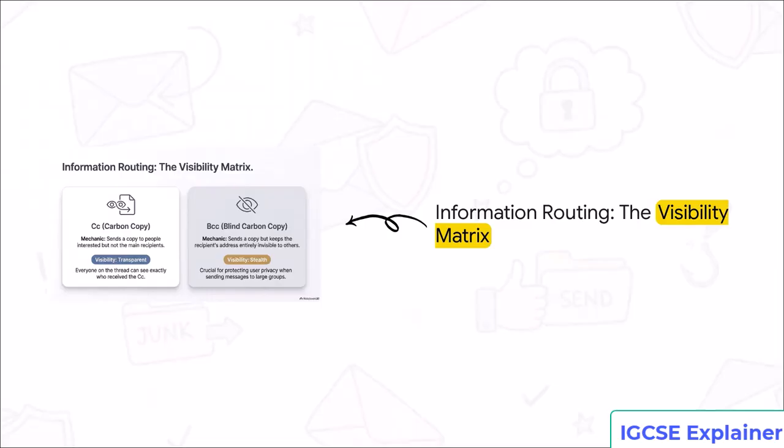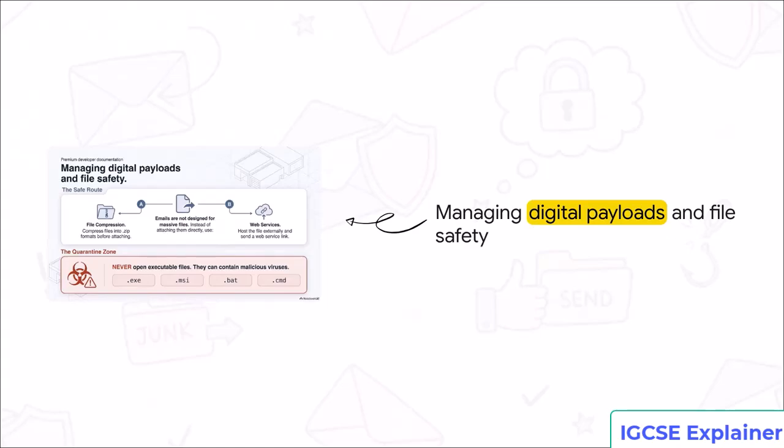Everyone on the thread can see exactly who got the message. But BCC, it operates in stealth mode. The recipient's address remains entirely invisible to everyone else. If you're emailing a massive group of customers or a large internal team, using BCC is absolutely crucial for protecting user privacy.